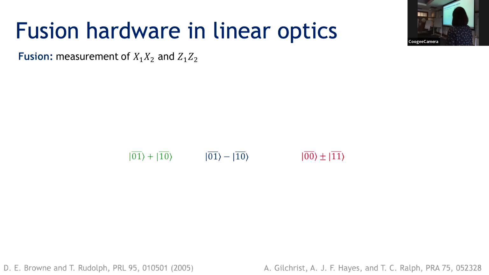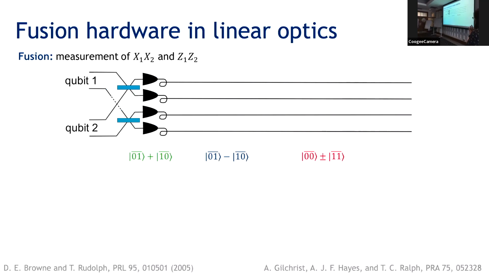So let's see how you do fusions in linear optics. So remember, fusion is like measuring XX and ZZ. So I need to basically distinguish between these four Bell states. So I need to distinguish between 01 plus 10, 01 minus 10, and 00 plus or minus 11. I need to distinguish these four states.